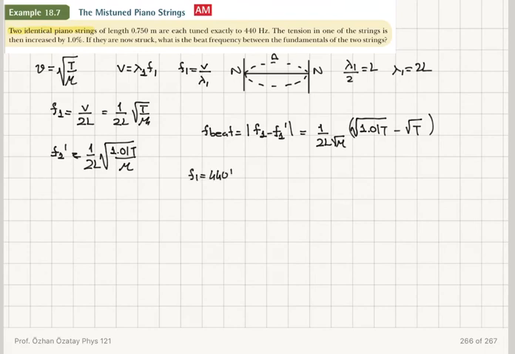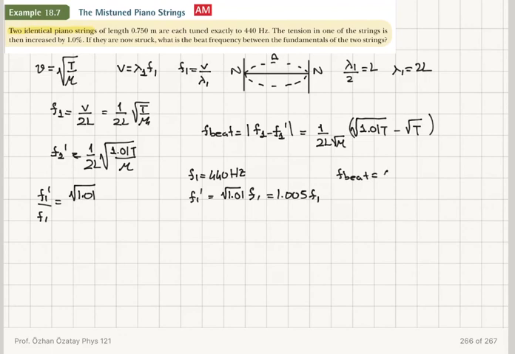So I know what f1 is. f1 is 440 Hertz. Then what is going to be f1 prime? f1 prime will be square root of 1.01 times f1. Why is that? Because if I take the ratio f1 prime over f1, I will get square root of 1.01.